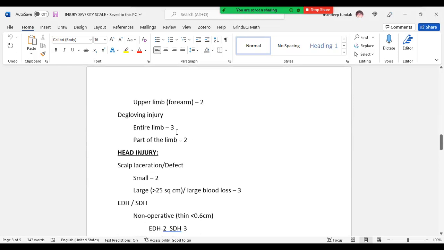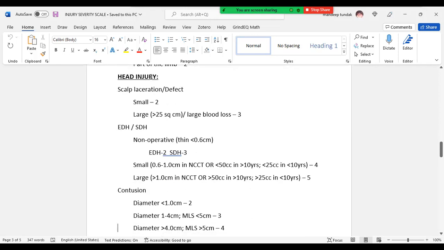Then for degloving, if there is degloving of the entire limb, upper limb or lower limb, then the maximum AIS given is 3. And if part of the limb, like half of the limb, is degloved, then the score is 2. Coming to head injuries, if there is scalp laceration or scalp defect, if the injury is small, the score given is 2. And if the defect is more than 25 centimeter square, or large blood loss of 20% or more has occurred, then for scalp laceration defect, the score given is 3.